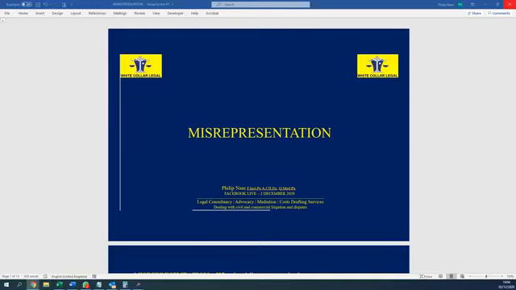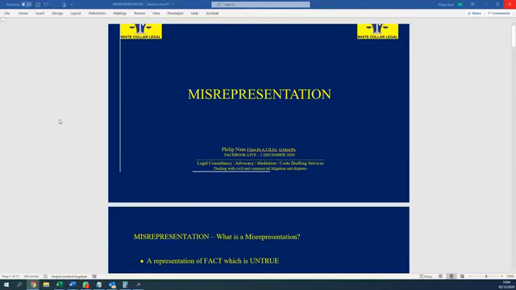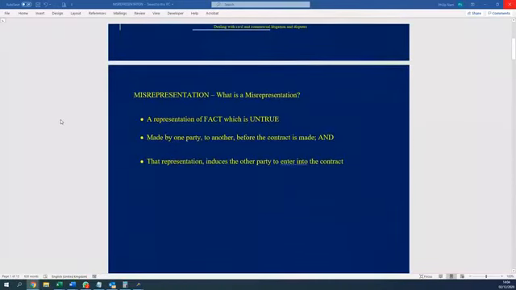This is presentation notes on misrepresentation. First things first, what is a misrepresentation? Well, it is a representation of a fact or facts which are untrue, made by one party to another before a contract is made, and that representation induces or compels the other party to enter into the contract, and that is effectively what misrepresentation is.